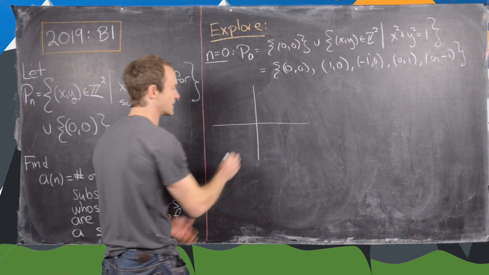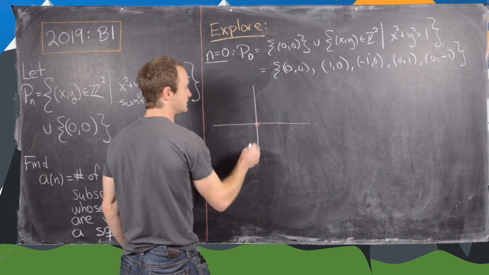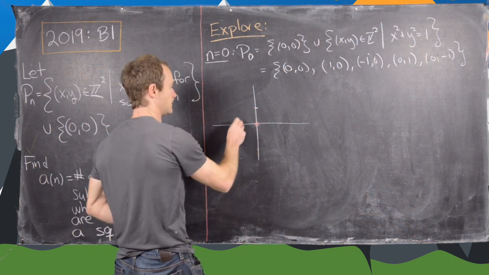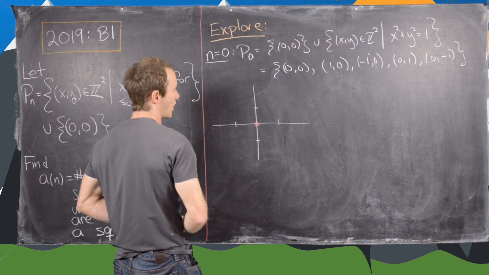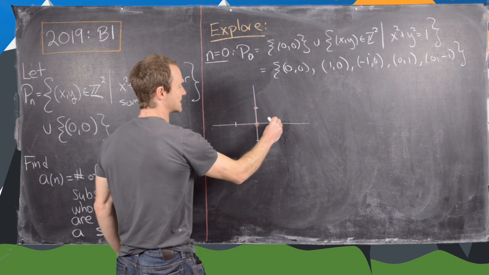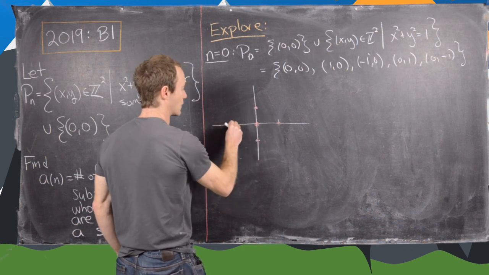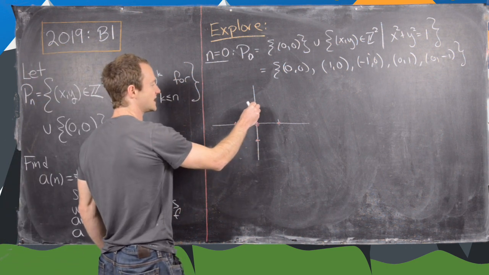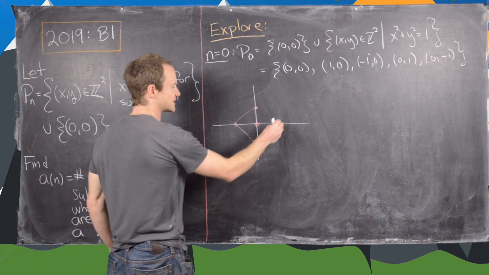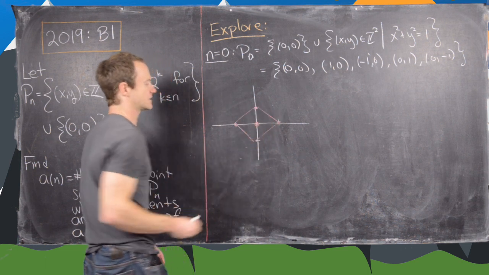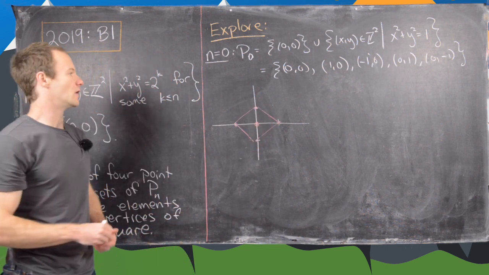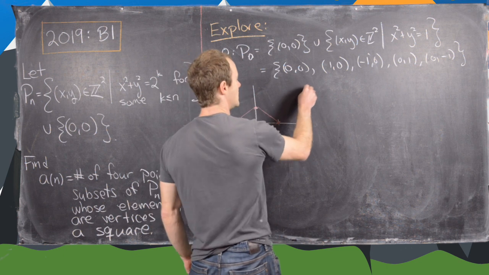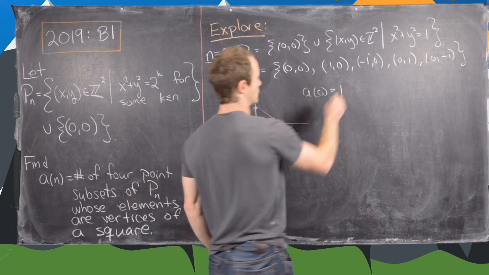Okay, so that's going to give us this point right here, and then all 4 points up here on these axes that are 1 unit away from the origin. And now it's not too hard to see that only a single 4-point subset of this makes a square, and it's the one that looks like that. Okay, so in this case, a of 0 equals 1.